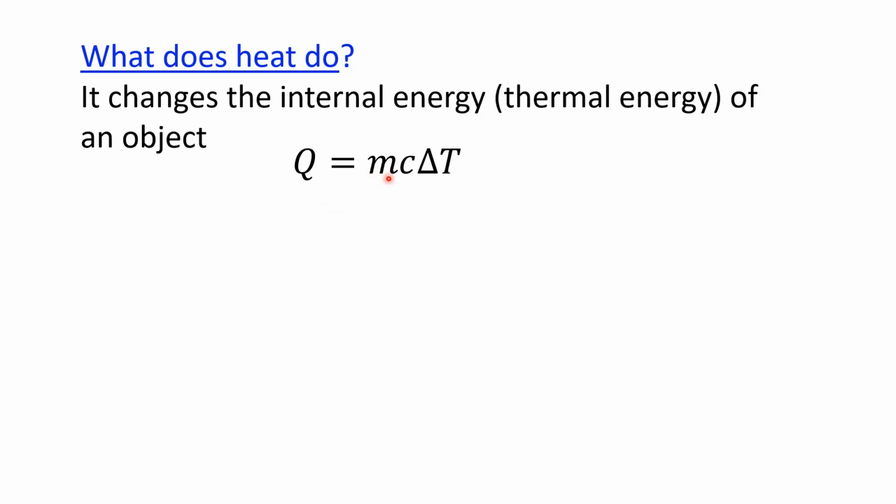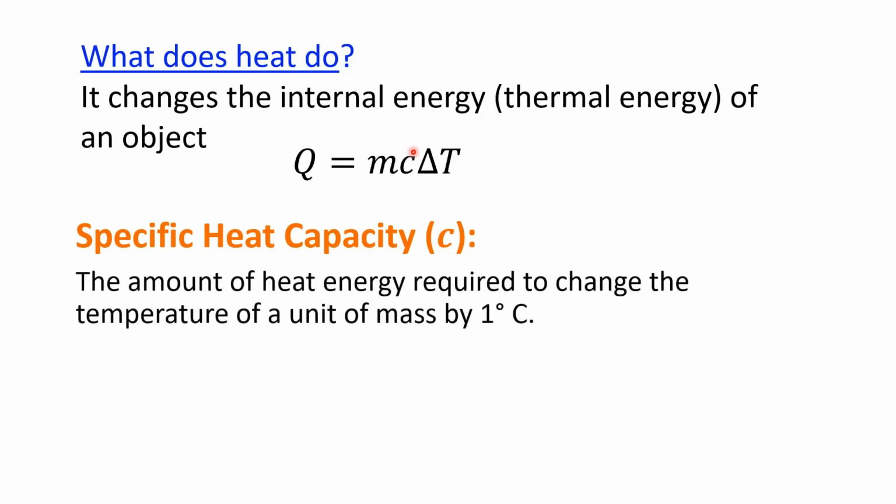Mathematically, it's equal to the mass of the object multiplied by this thing right here that I'll mention in a minute. And then this is the change in temperature that the object underwent. The whole point of heat is to add or remove energy, transfer energy. That results in a change in temperature. This C here that I mentioned, that is known as the specific heat capacity.